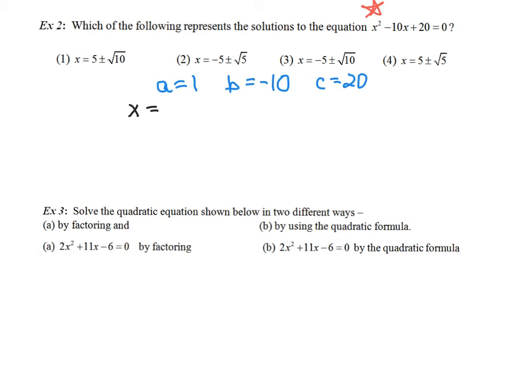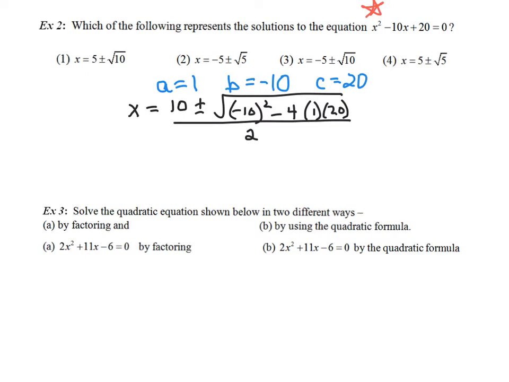x is equal to the negative of negative 10, so that's positive 10, plus or minus the square root of b, which is negative 10 squared, minus 4 times a, which is 1, times c, which is 20, all over 2 times 1. Now go ahead and use your calculator to simplify the number underneath the radical. That's called the radicand. So I have 10 plus or minus, in this case, I get the square root of 20 over 2.